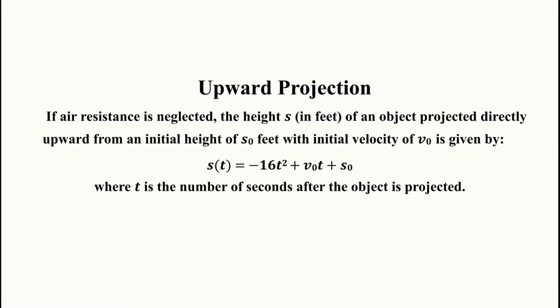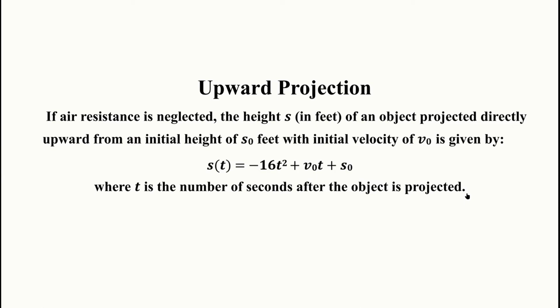All right, finally, we want to take a look at a few quadratic models today, okay? One of the classic quadratic problems has to do with upward projection. If air resistance is neglected, the height s in feet of an object projected directly upward from an initial height of s0 feet with initial velocity of v0 is given by s of t equals -16t squared plus v0t plus s0, where t is the number of seconds after the object is projected upward, right?